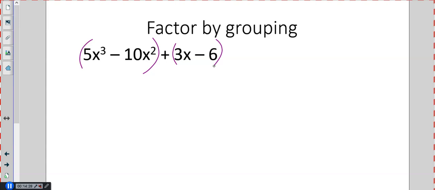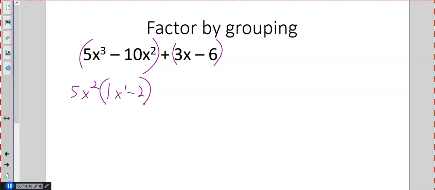Now we're going to take out the GCF. What goes into 5 and 10? 5. X cubed and x squared? X squared. Now, 5 divided by 5 is 1. X cubed divided by x squared is x to the 1. Don't have to put that if you don't want to. Minus 2. And the x squareds cancel.